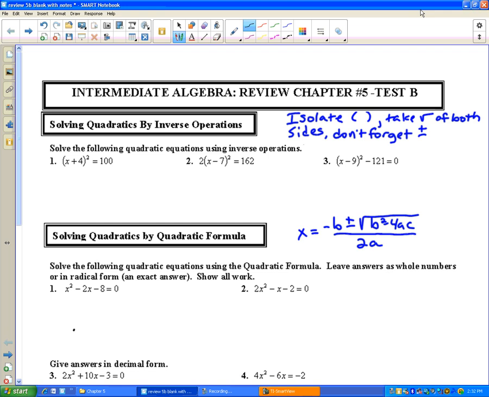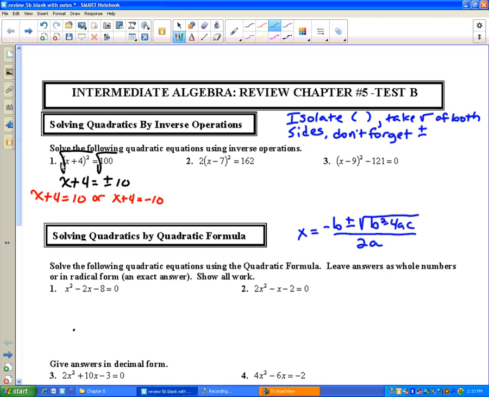First thing I want to do for number 1 is take the square root of both sides. I have an x plus 4 squared on the left side, so to get it by itself, I square root to get rid of the square. So I'm going to get x plus 4 is equal to, whenever I take a square root, I have to remember this is plus or minus 10. So I then have x plus 4 is equal to 10, or x plus 4 is equal to negative 10.